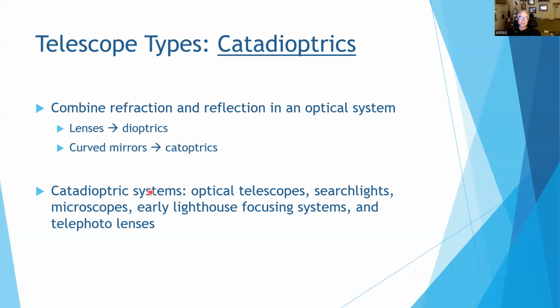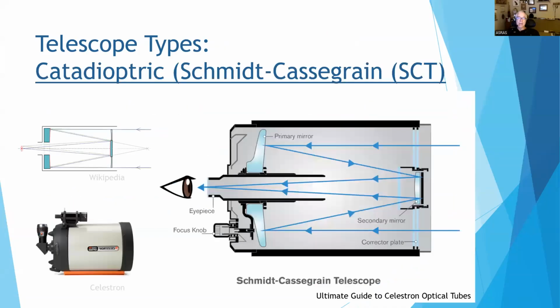And catadioptrics, in addition to optical telescopes, include searchlights, microscopes, early lighthouse focusing systems, and telephoto lenses, all of which use catadioptric arrangements of lenses and mirrors. So the two most common types of catadioptric telescopes are the Schmidt-Cassegrain.